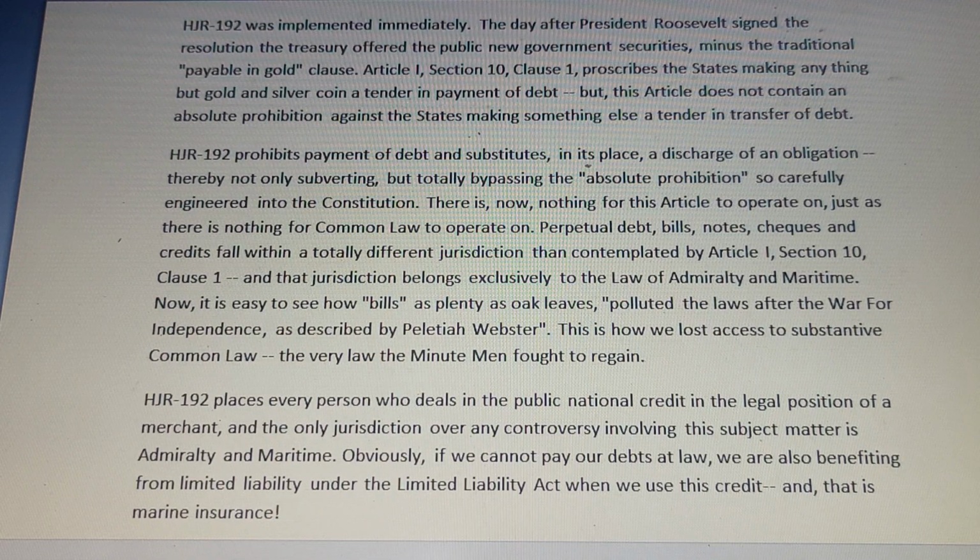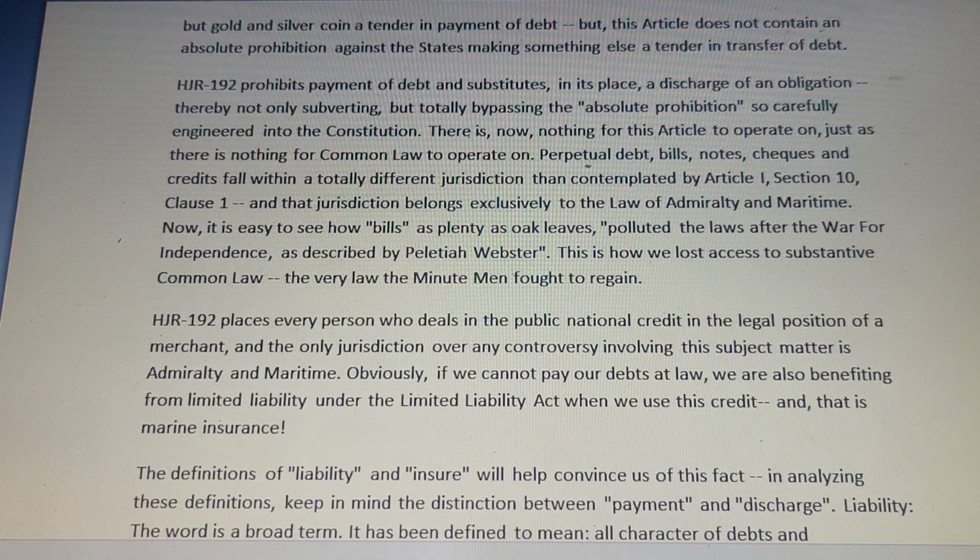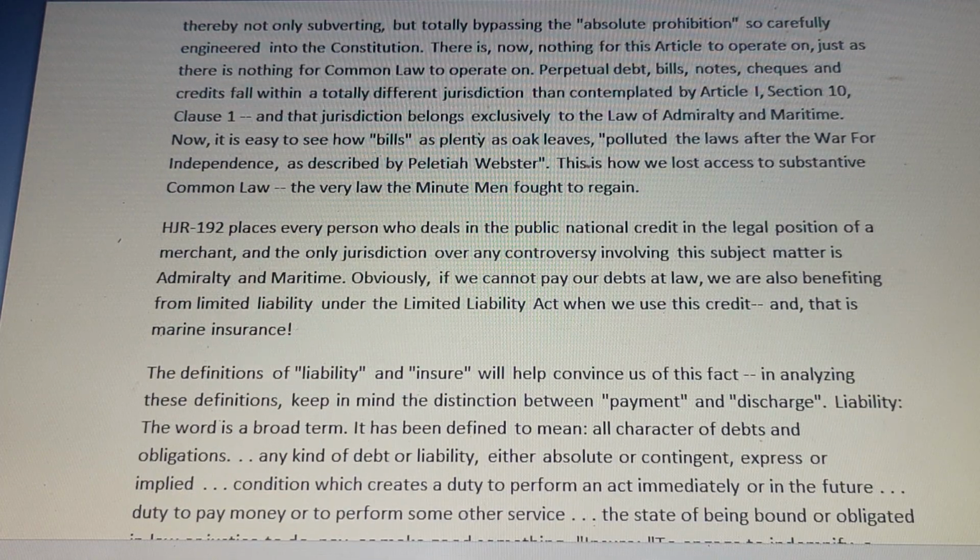This is how we lost access to substantive common law, the very law the Minutemen fought to regain. HJR 192 places every person who deals in the public national credit in the legal position of a merchant, and the only jurisdiction over any controversy involving this subject matter is admiralty and maritime. Obviously, if we cannot pay our debts at law, we are also benefiting from limited liability under the Limited Liability Act when we use this credit, and that is marine insurance.